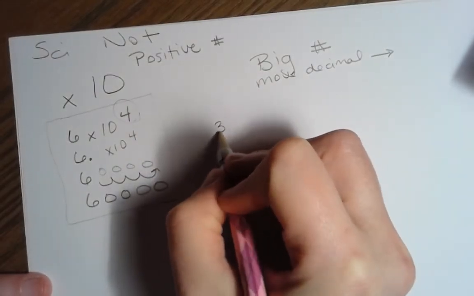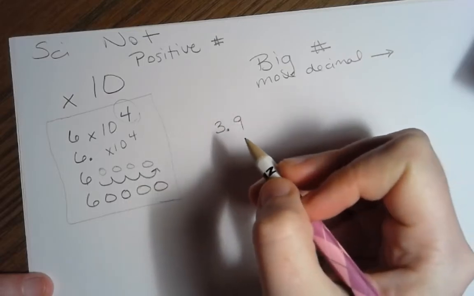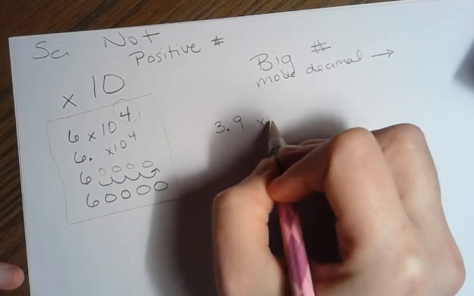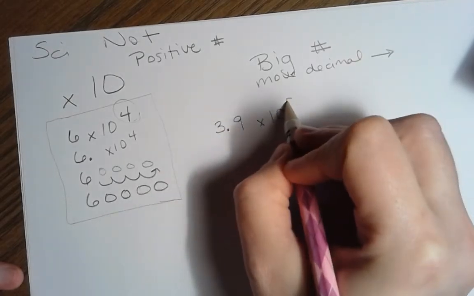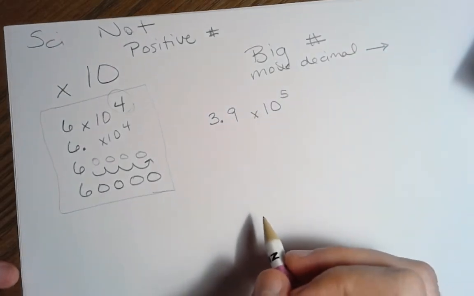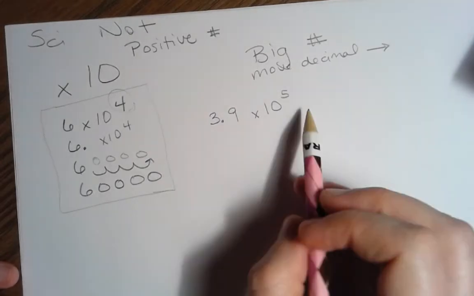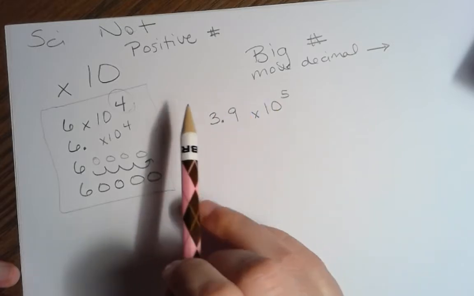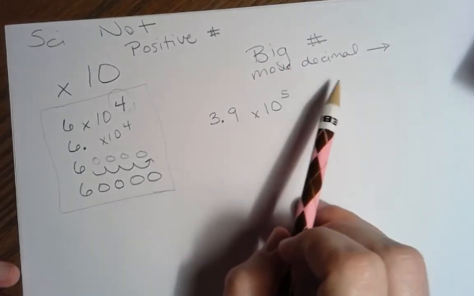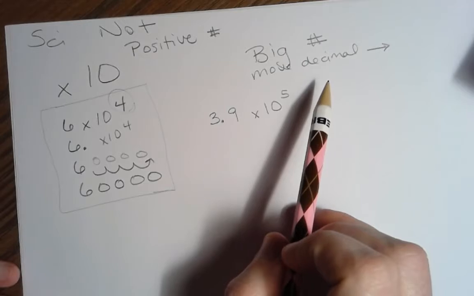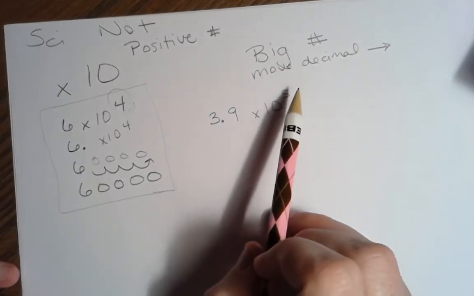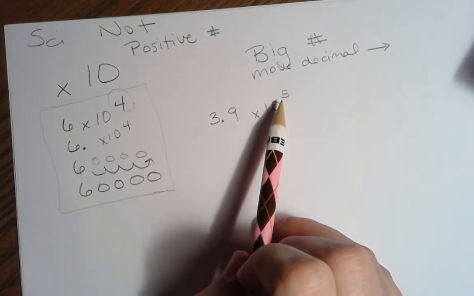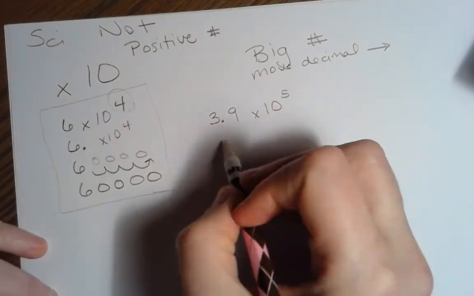Let's do another one. 3.9. I said that I would do examples in a different video, but apparently I'm doing them here. 6.9 times 10 to the 5. Let's just go for it. Here's another positive exponent of 10. Positive exponents of 10 are going to be big numbers. We're going to move our decimal to the right because it's a big number. That times 10 to the 5 means we're going to move our decimal 5 times.